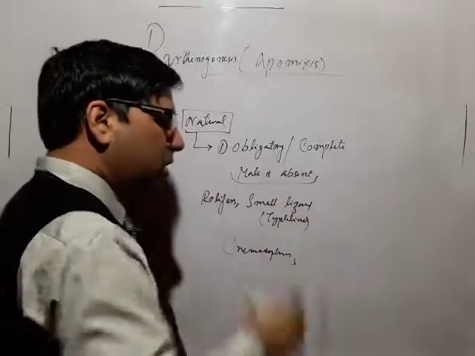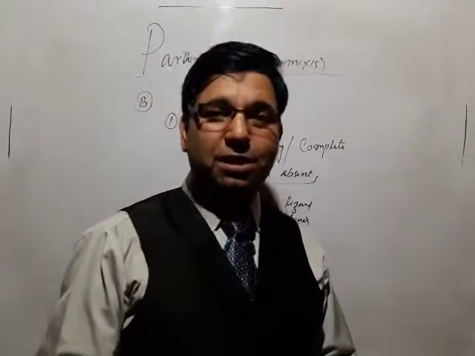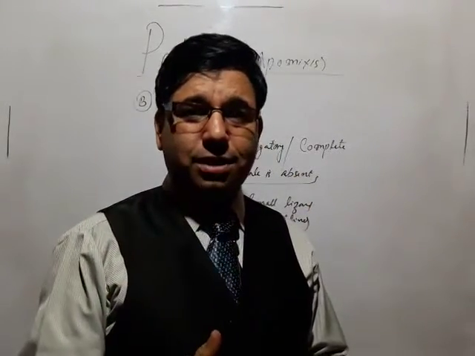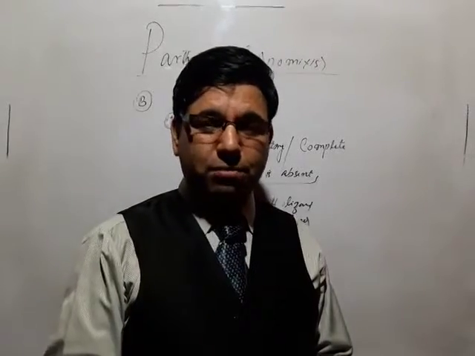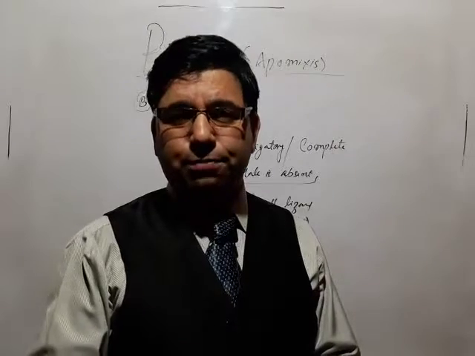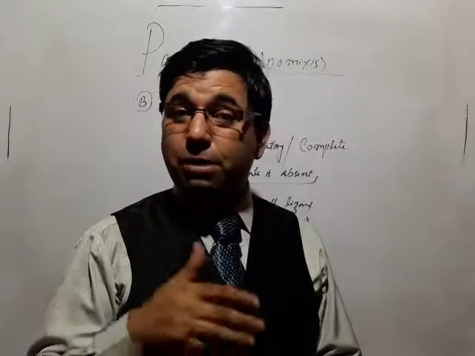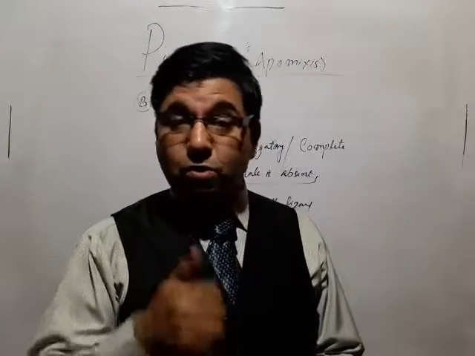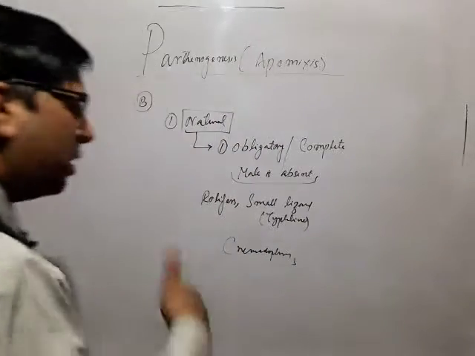Obligatory, complete. Males are absent and females are there, so whatever cell becomes an individual or adult without fertilization naturally becomes female. It is not becoming male because males are absent. That's why it's called obligatory or complete.